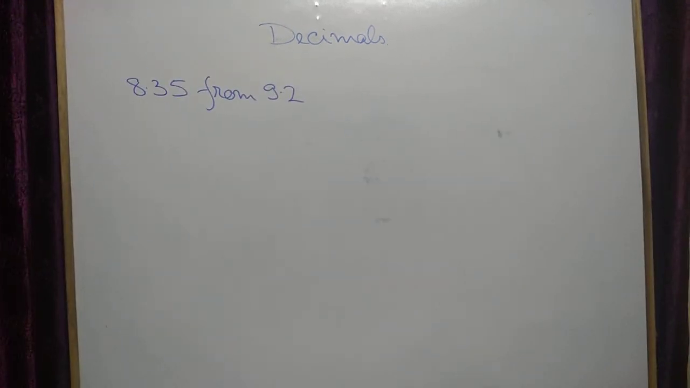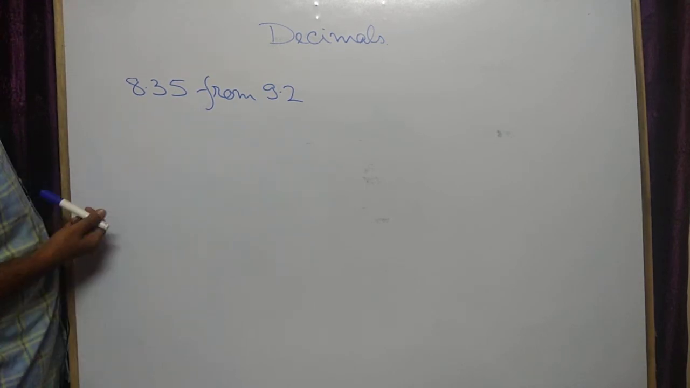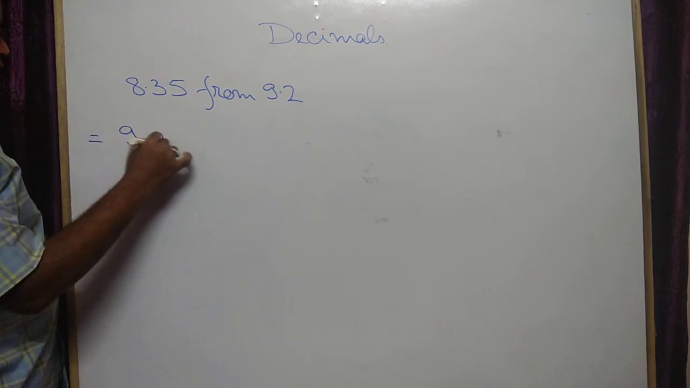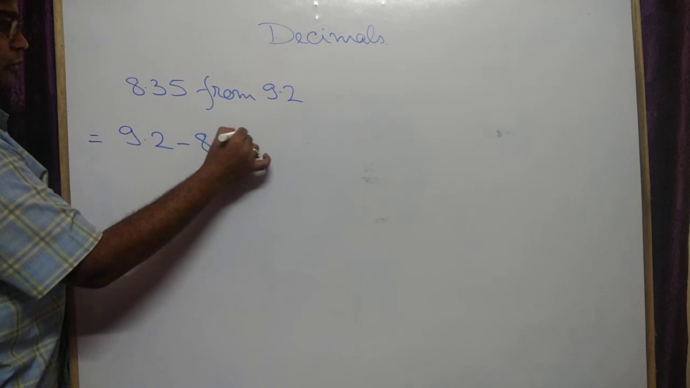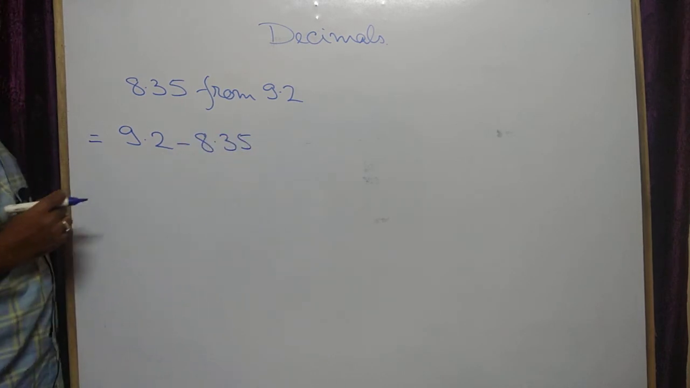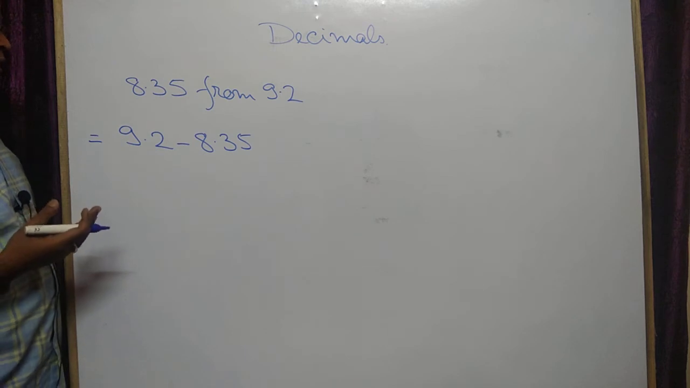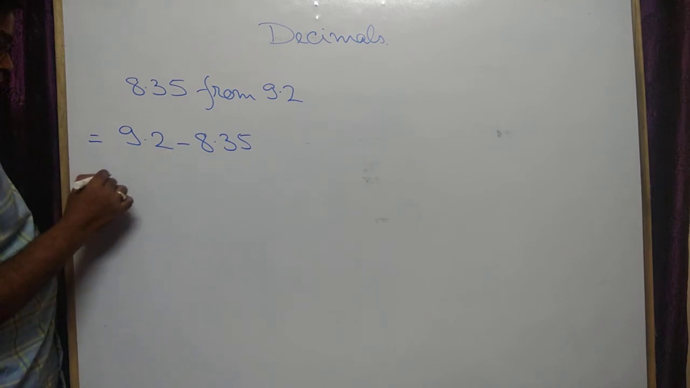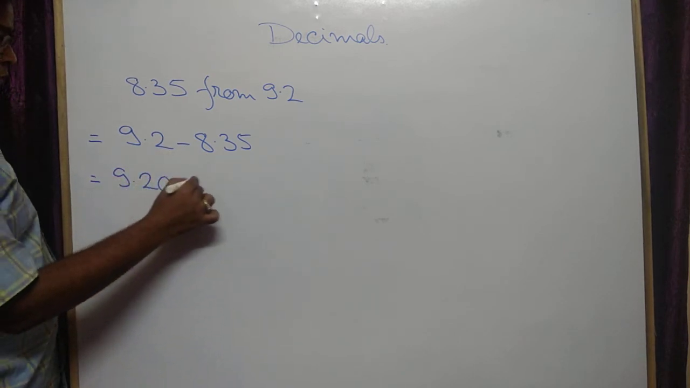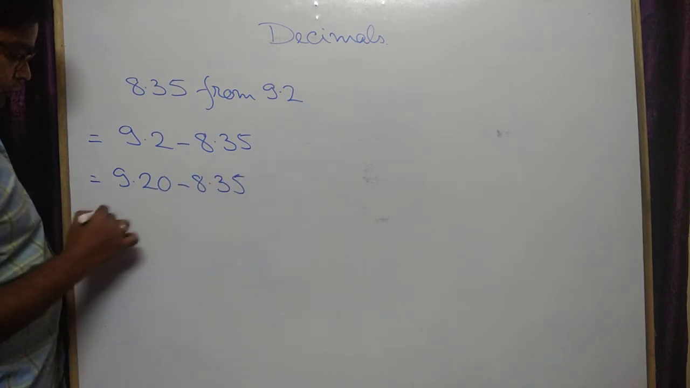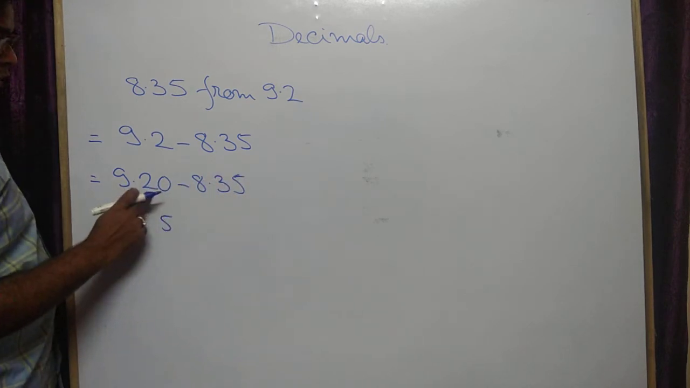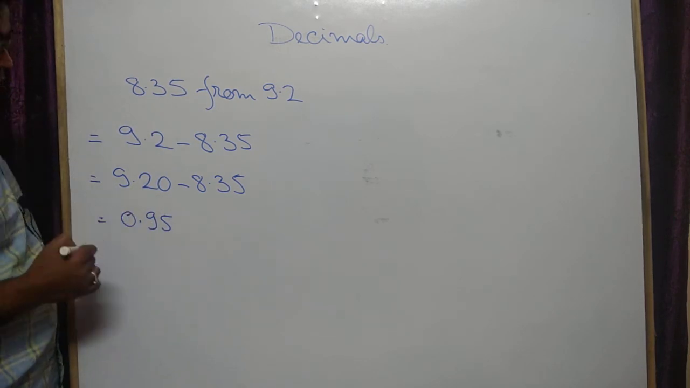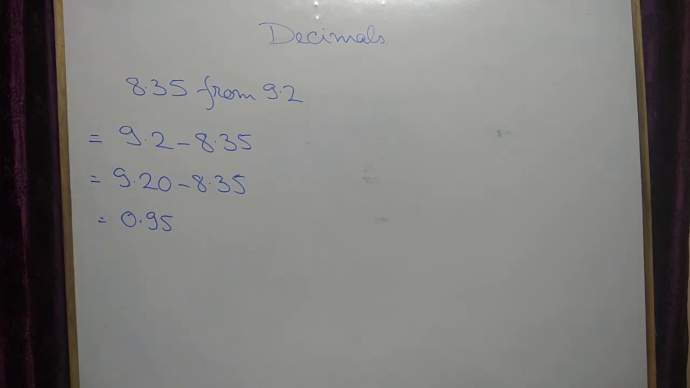Now the next question: subtract 8.35 from 9.2. How do we subtract? It's very easy. First we write them, then check whether they are like decimals, meaning they have the same digits after the decimal. Here there is 1, here 2, so we convert them into like decimals: 9.20 minus 8.35. Now we subtract: 10 minus 5 is 5, 11 minus 3 is 9, 8 minus 8 is 0, so 0.95. Likewise, you have to subtract the other one.